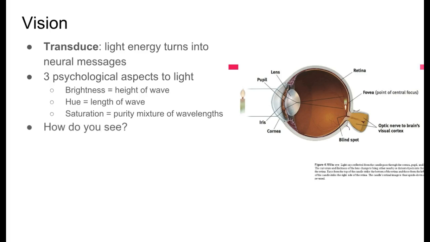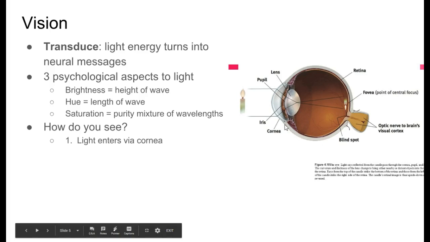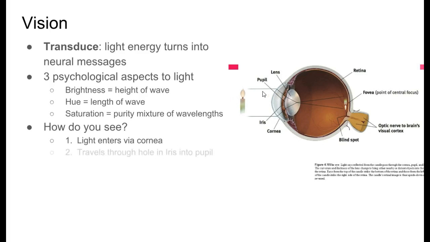So how exactly is it that we see, per se? Well, first, light has to enter via your cornea. So that's this layer right there. So the light's going to enter that. Then it travels through a hole in your iris. The iris is the colored part of your eyes, into the pupil, which is right here, the black part.